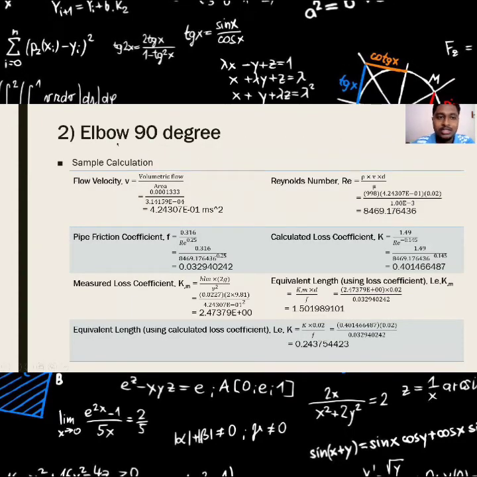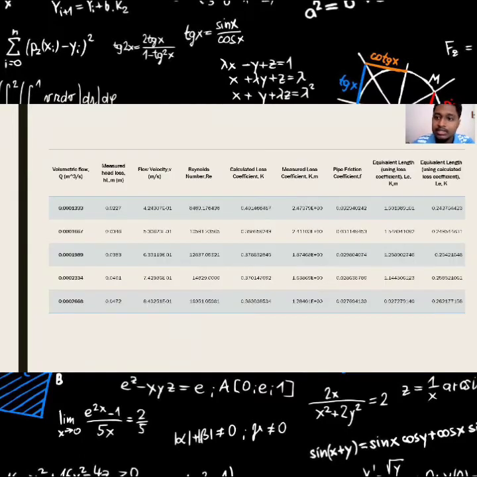The second experiment was conducted using the 90-degree elbow. The sample calculations are as follows using these formulas: the flow velocity, the Reynolds number, pipe friction, calculated loss coefficient, measured loss coefficient, and equivalent length using the measured loss coefficient, and the equivalent length using the calculated loss coefficient. So these are the formulas used for the calculation. This is the final table for the results.